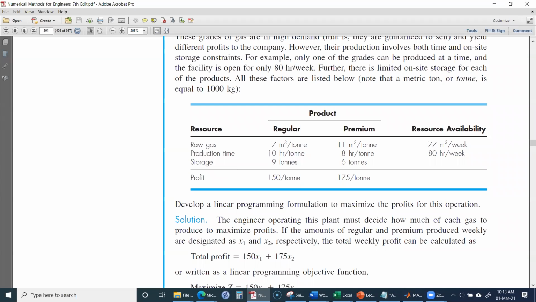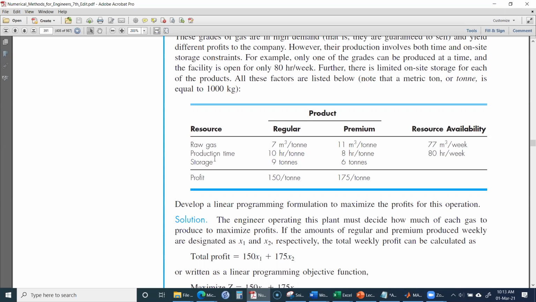So if we produce regular gas, it needs about 7 cubic meter of raw gas per ton. That means we will need 7 cubic meter of raw gas for 1 ton of production each week. Similarly, for the production of the premium gas, we will need 11 cubic meter of raw gas per ton each week. But the total availability of the raw gas is 77 cubic meter.